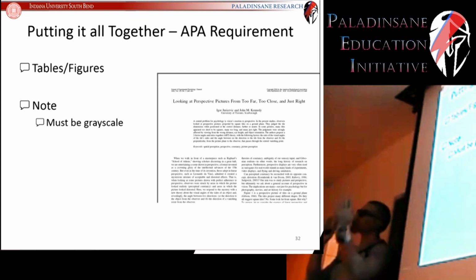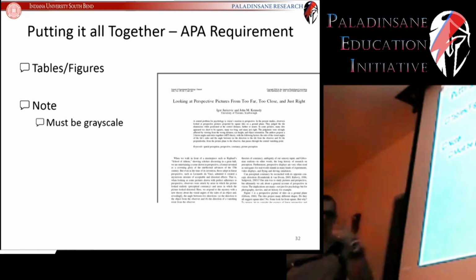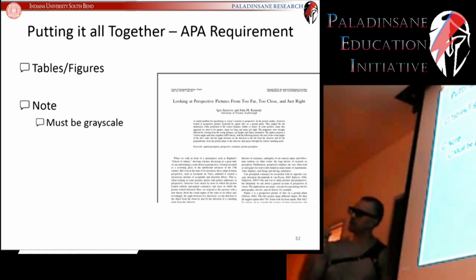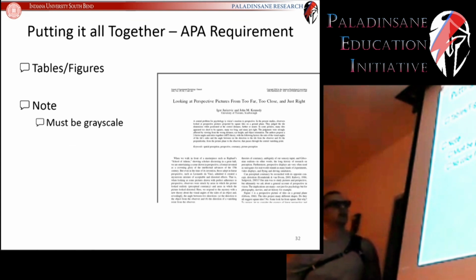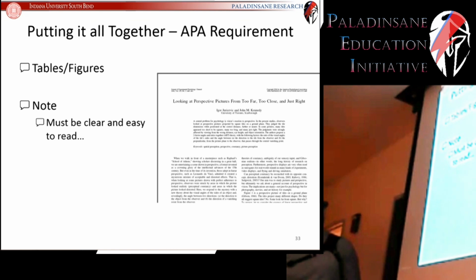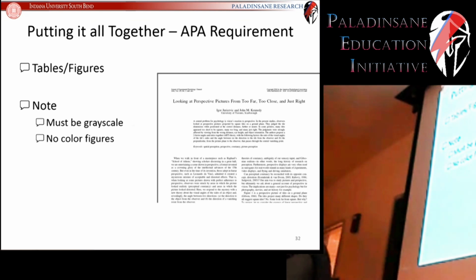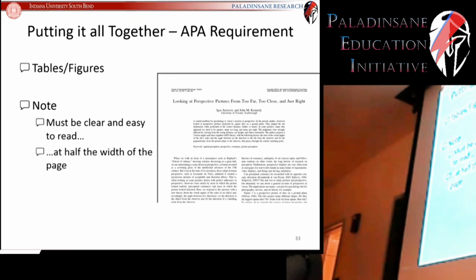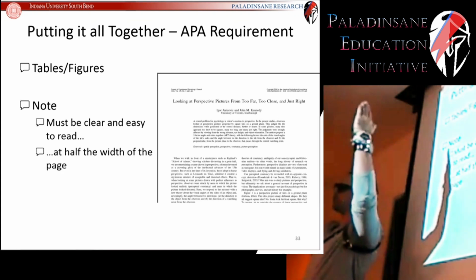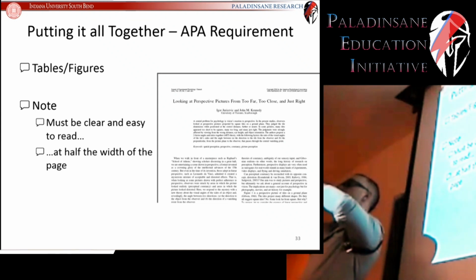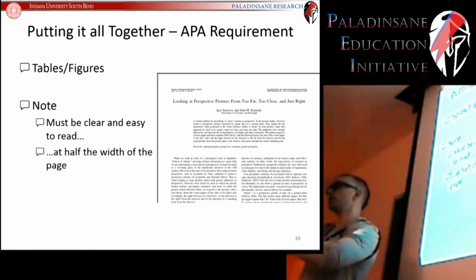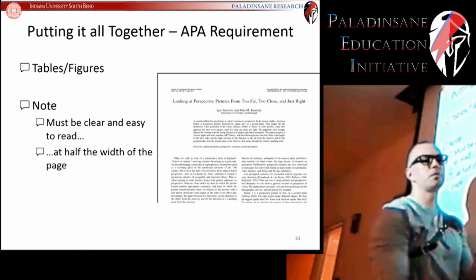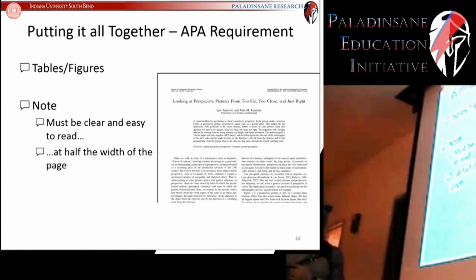There's color figures. You can basically modify the figures that I showed you when we were going over the results to be grayscale, but make sure that they're grayscale, and importantly, make sure that they're legible in grayscale. They have to be clear and easy to read. So no color figures without an $1,800 check. They must be clear and easy to read at half the width of the page. You'll hand them in as full page figures, but make sure that the fonts are manipulated and large enough so that if they get shrunk down to half a page, which is typical for the publication format, you can still read them comfortably.